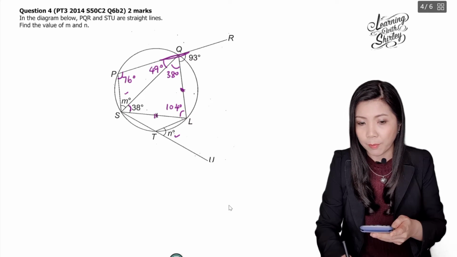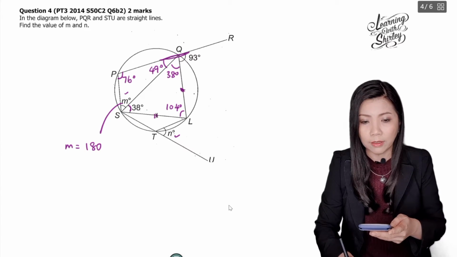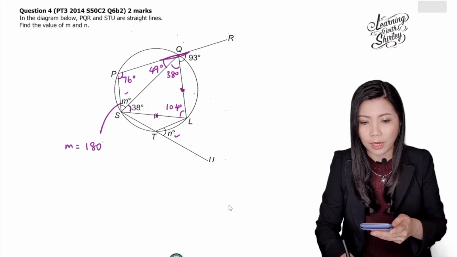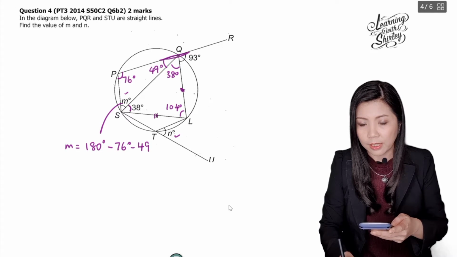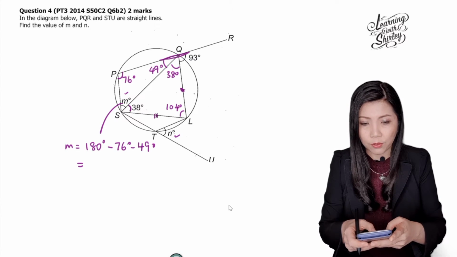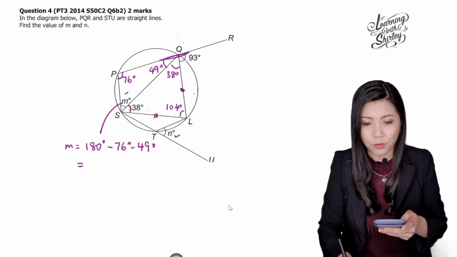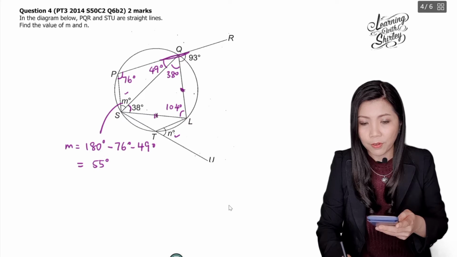Now we can find M already. To find M, it is 180 because it's a triangle. The sum of angles in a triangle is 180, minus 76 degrees and minus 49 degrees. So let's solve this. 180 minus 76 minus 49, we'll get 55 degrees. So M is 55 degrees. So this is 55.